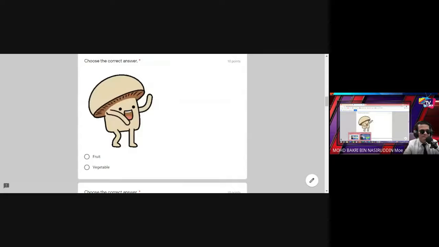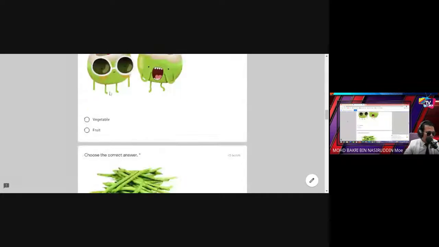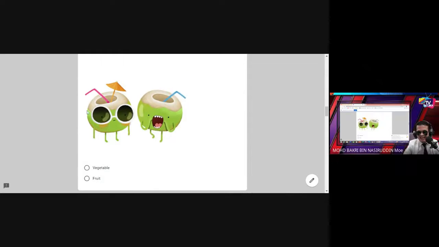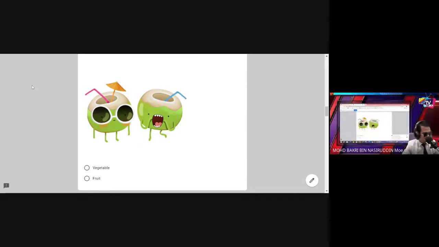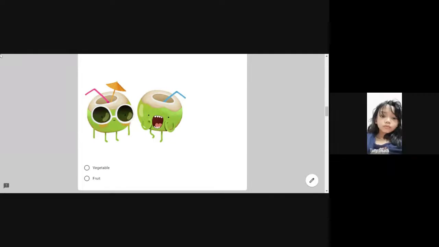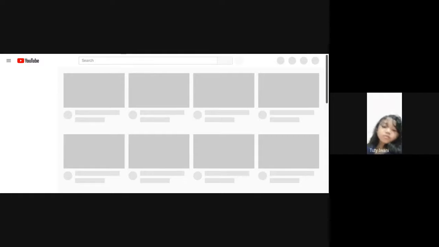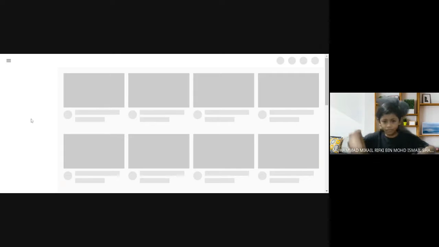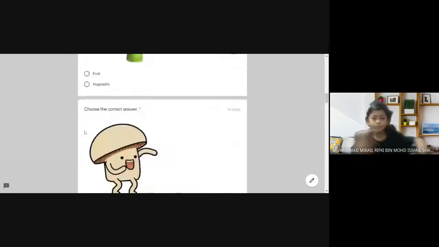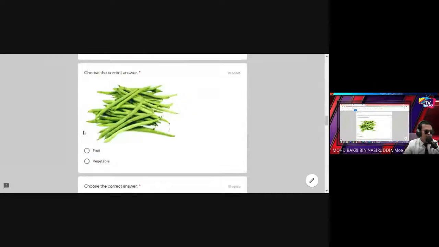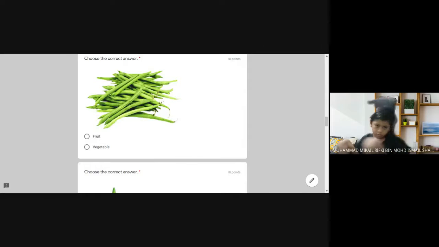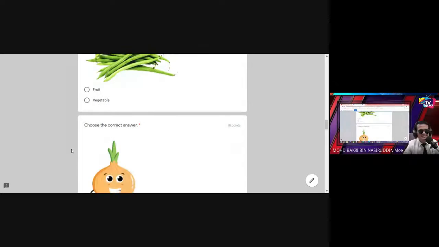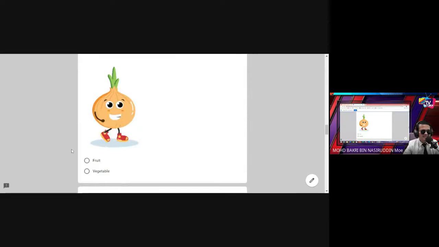Okay, next one is coconut. Vegetable or fruit? Fruit. Okay, very good. Next one is. Sorry. Okay, we have mushroom, coconut. The next one is green beans. Green beans, fruit or vegetable? Vegetable. Okay, very good.